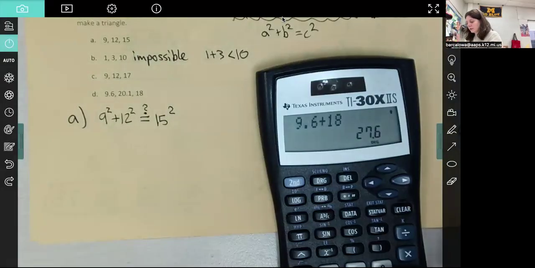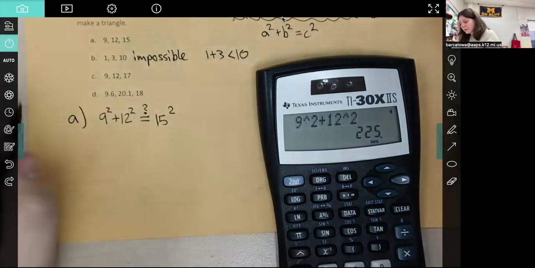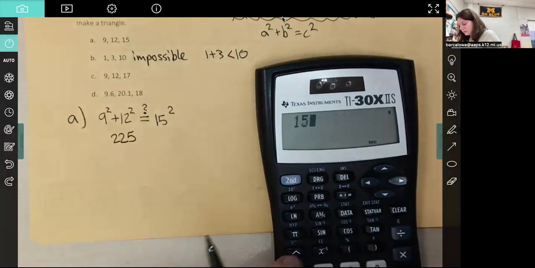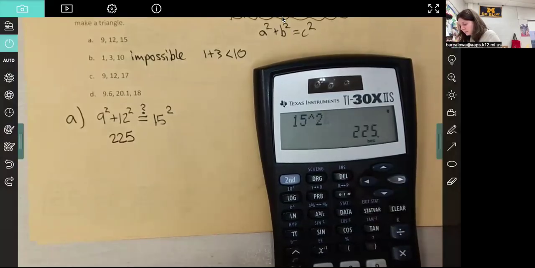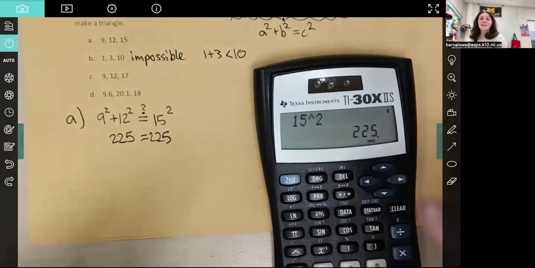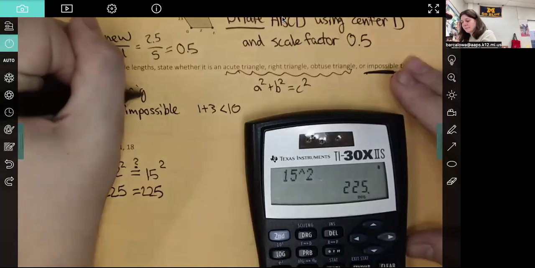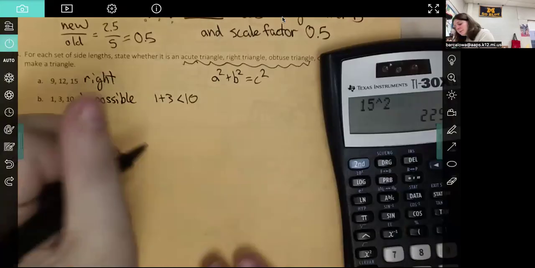Okay, so in my calculator, 9 squared plus 12 squared, 225. 15 squared is 225. Okay, these are equal. That means that angle is so perfect, it is a right angle. This is a right triangle. Okay, let's try the next one.